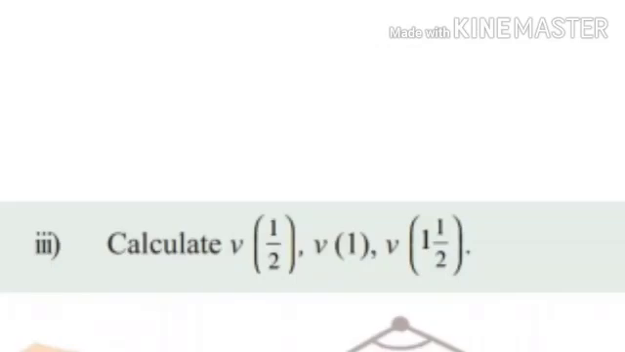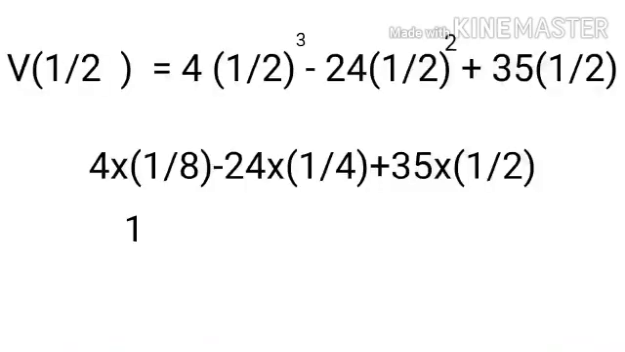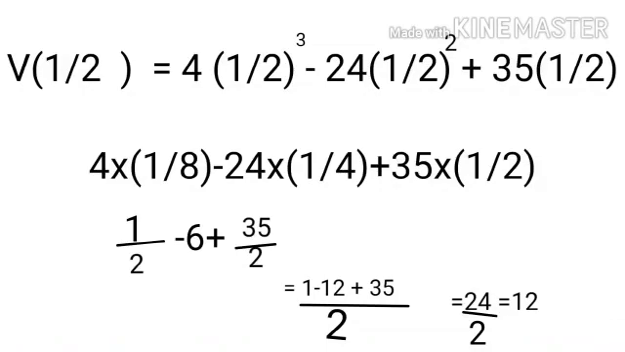In the third sub-question, we have to find V of 1 by 2, V of 1, and V of 1 and 1 by 2. So, V of 1 by 2 is equal to 4 into (1 by 2) the whole cube minus 24 into (1 by 2) the whole square plus 35 into 1 by 2. Just substitute 1 by 2 in place of x.